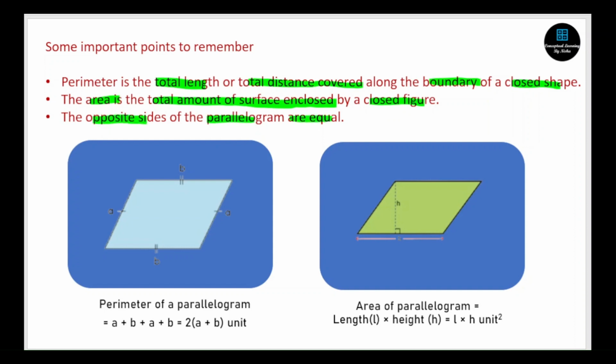Now here is the parallelogram and its perimeter is given as the sum of the sides, which is nothing but 2 times a plus b units. If I consider this side as the base, then when I draw a perpendicular from the opposite vertex onto this base, it is called the height. So the area of the parallelogram is base times height, in square units, like centimeter square, meter square. Now let's solve some questions based on these formulas which we learned.